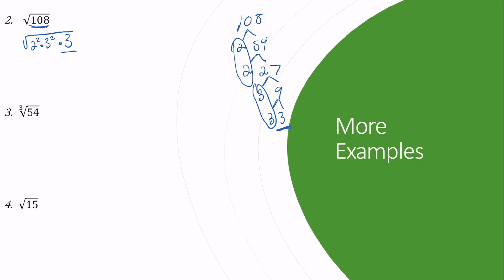So when I take the square root of 2 squared, that becomes 2. The square root of 3 squared becomes 3. And I'm left with the square root of 3. So I have 2 times 3 times the square root of 3. I've got 6 square root of 3.